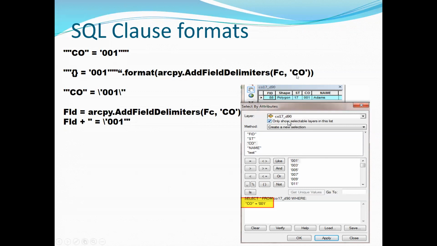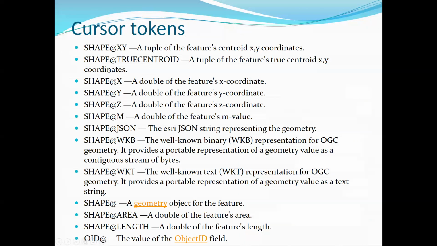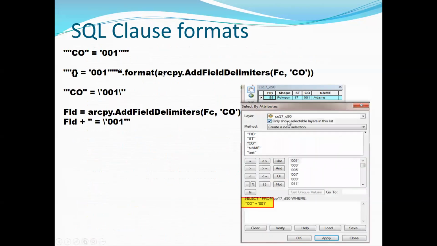Feature class, and then the field you want to call. In this case, it's going to be exactly the same as the rest of these. There's another way you can do that too, which is to add that field delimiter to your other string. I prefer the format method just because it's more flexible. And adding field delimiters just makes your code a little bit more flexible.